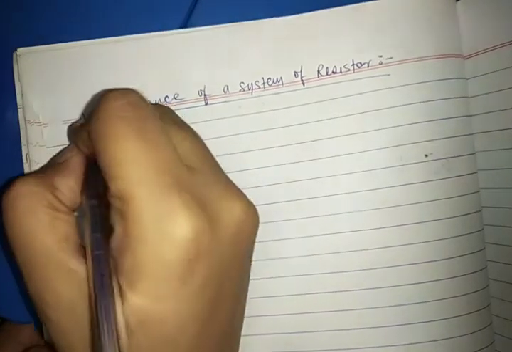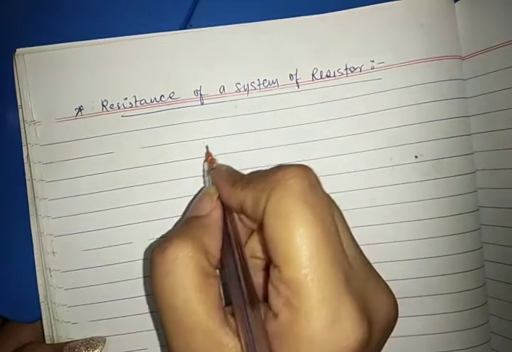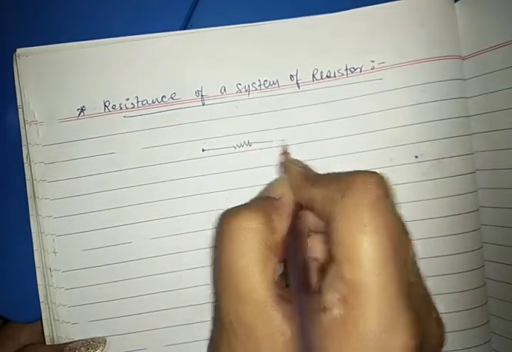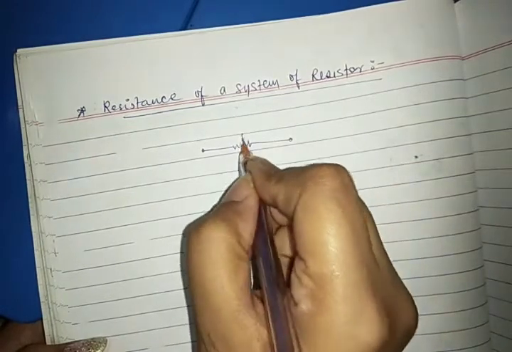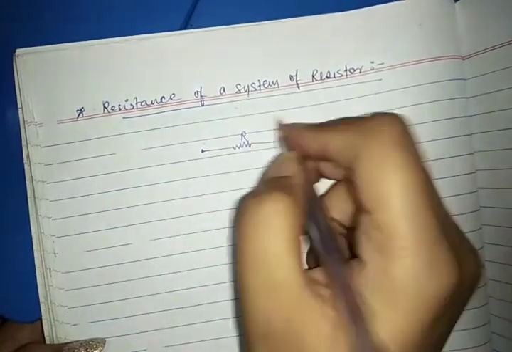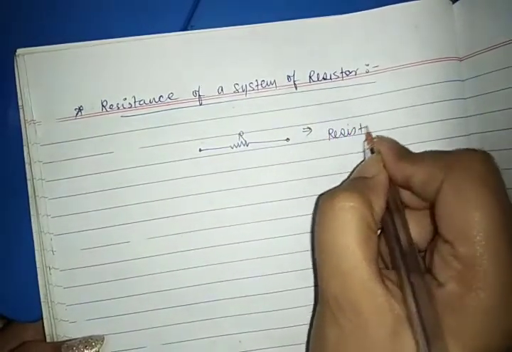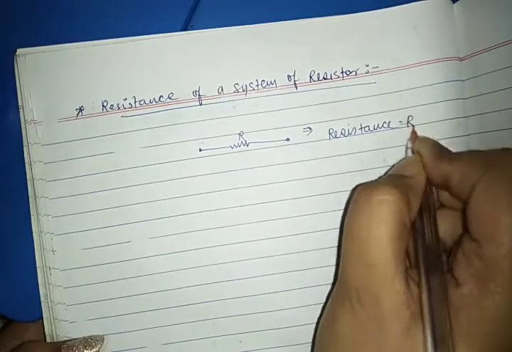Then we talked about resistivity, potential drop and current in the circuit. From today onward, we will not discuss a single resistance or single resistor. We will discuss a system of resistors. If this is a single resistor and its resistance is R, simply we can say that this resistor has resistance R.